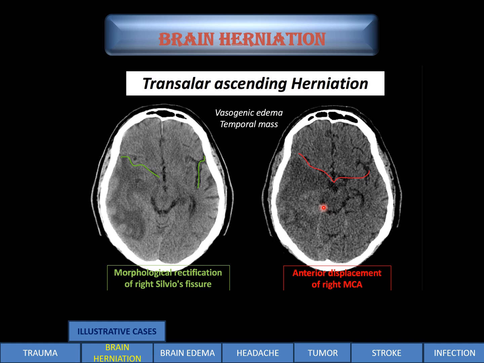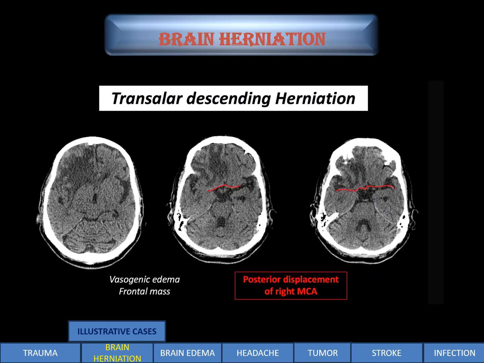Transalar ascending brain herniation. Here we are able to see this is the normal appearance of the left sylvian fissure. In the right sylvian fissure, if you see, there is something called morphological rectification. Because of the edema, it pushes the right sylvian fissure anteriorly, resulting in a displacement of not just the sylvian fissure but also the associated right middle cerebral artery, which might lead to a right MCA infarct.